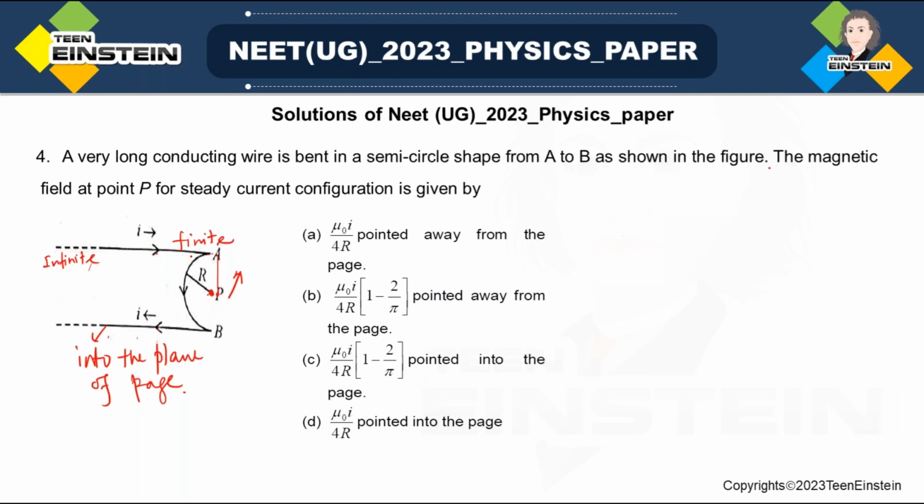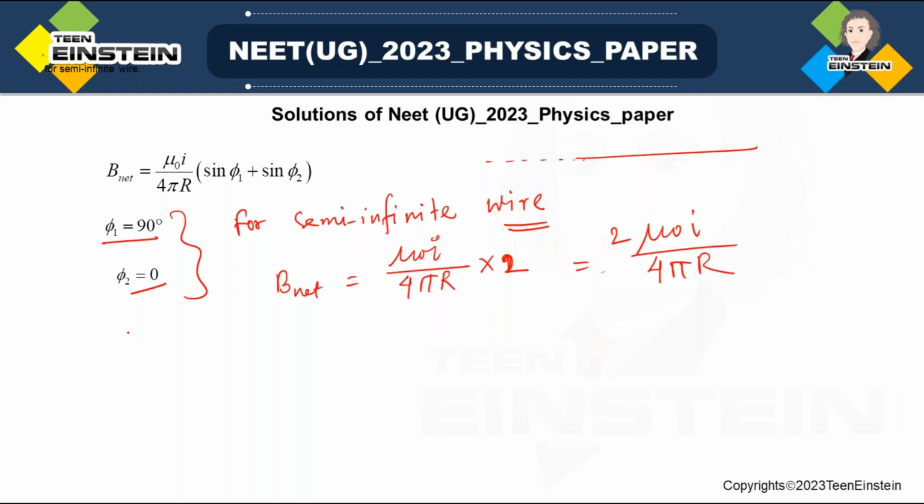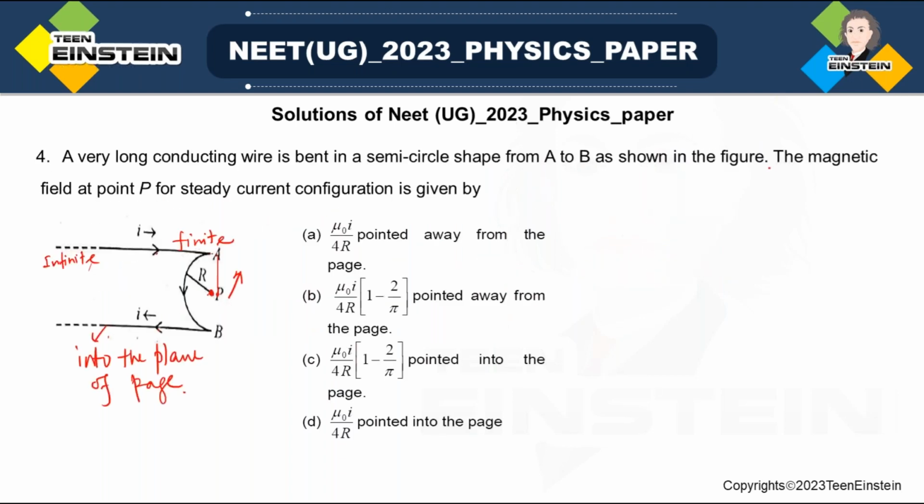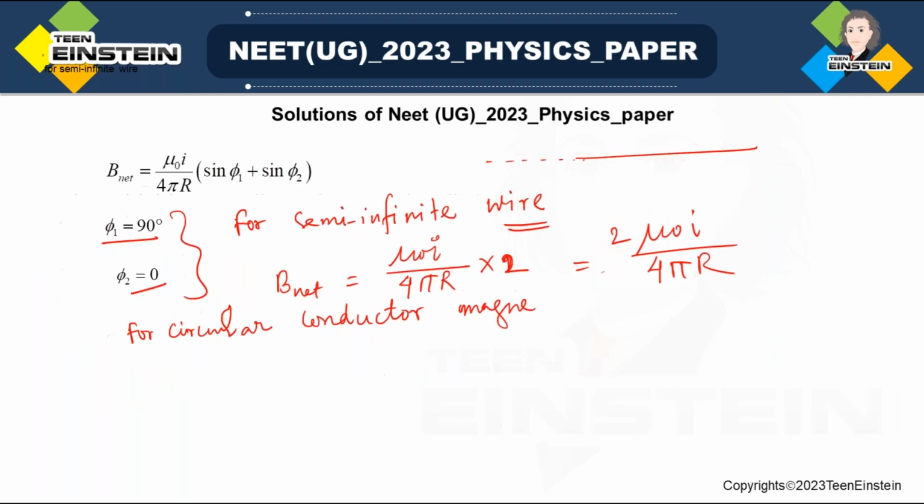So the magnetic field due to the semi-infinite wires at this particular point is into the plane of the paper. Now, due to this arc, first of all, for a circular conductor, a conducting loop, the magnetic field at the center. In this case, look, if I just consider this as a whole circle, then it may have a certain radius of curvature.